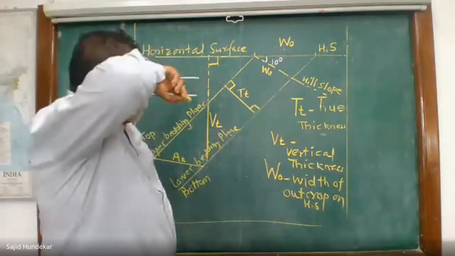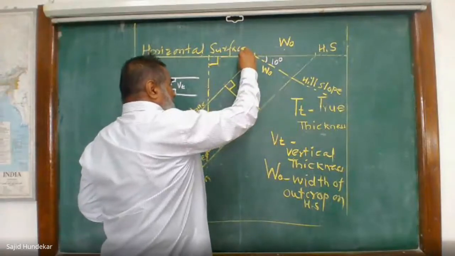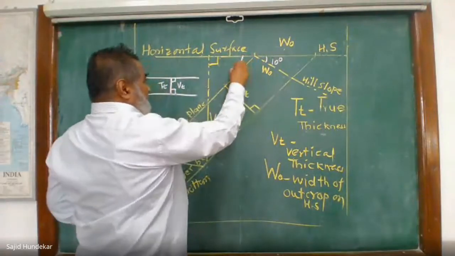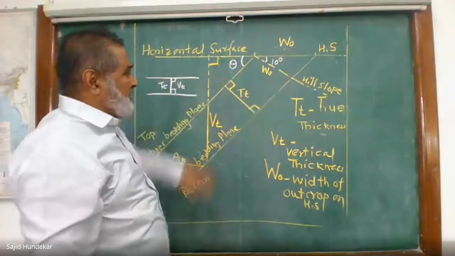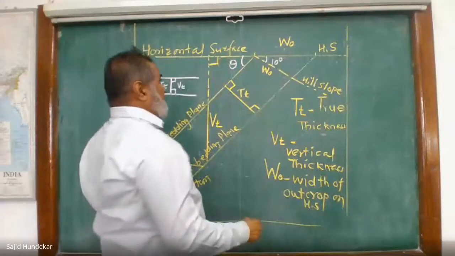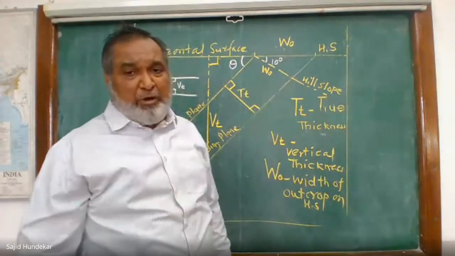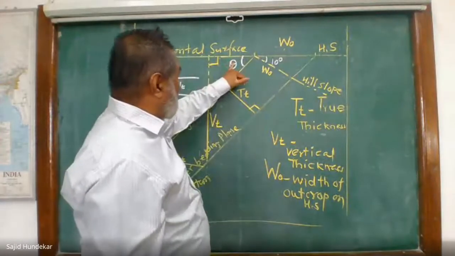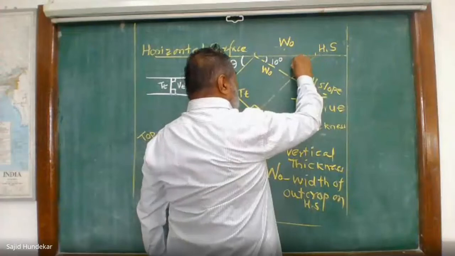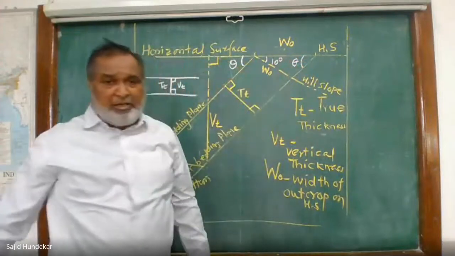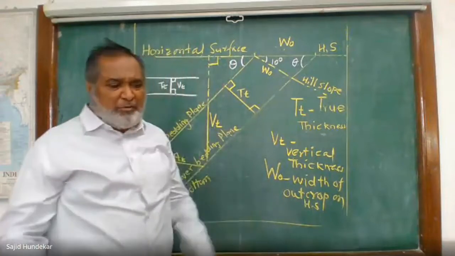The second one, whatever the bed, this is the bottom to top bedding plane, making an angle with the horizontal surface. This will be called theta, and this theta will be called the dip of a bed. Whether you take this side or this side, both have the same angle. So these are the thetas. This is the dip of a bed, the angle of a bed.